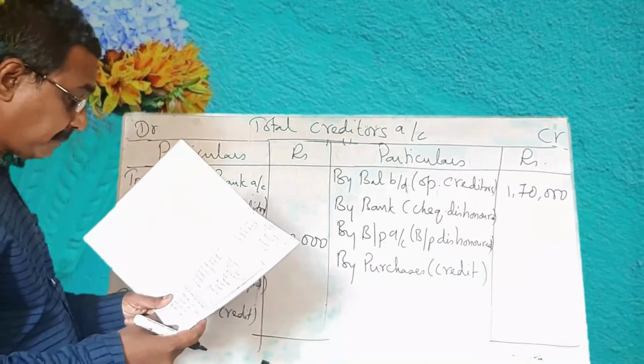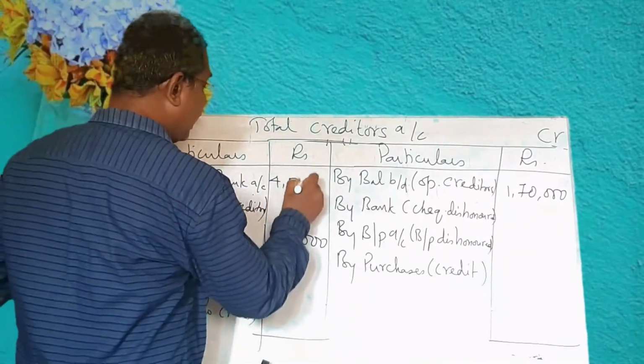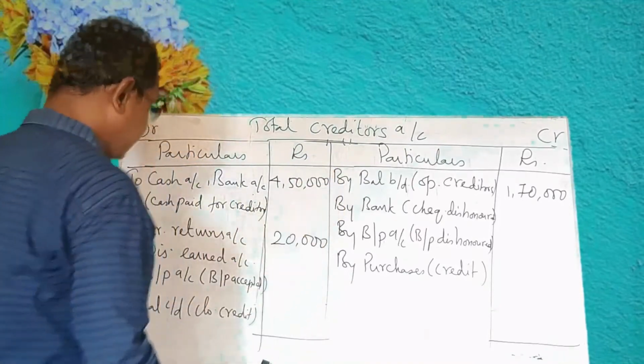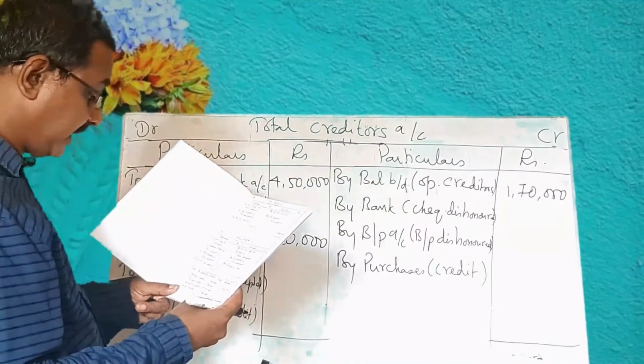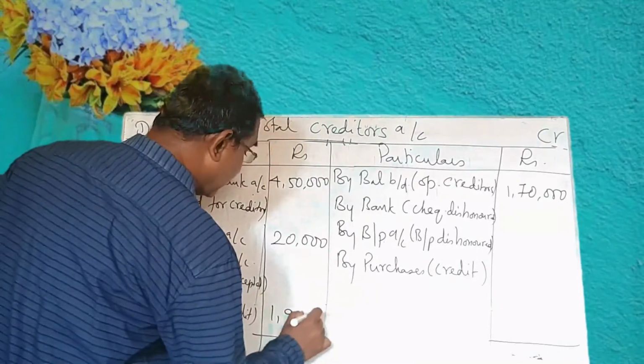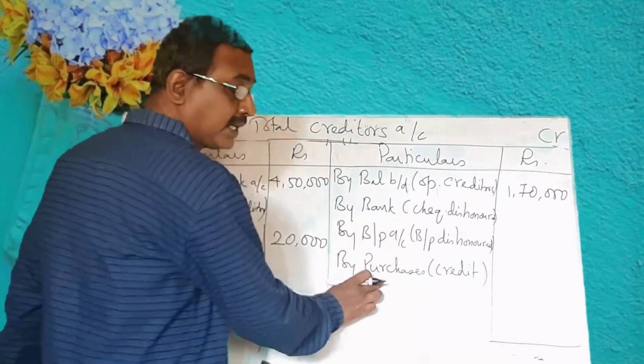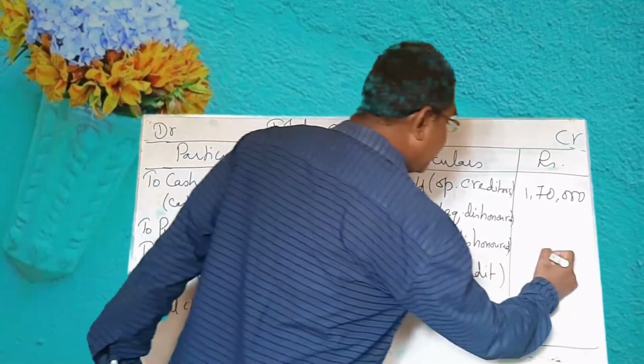And cash paid to creditors. Here is cash paid to creditors, that comes to 4,50,000. And closing creditors is 1,90,000. Other things are not given. We are going to find out the credit purchases. For the remaining things, make a dash.